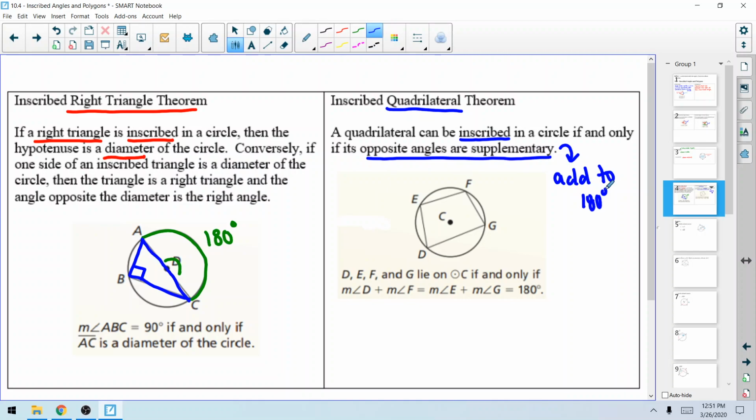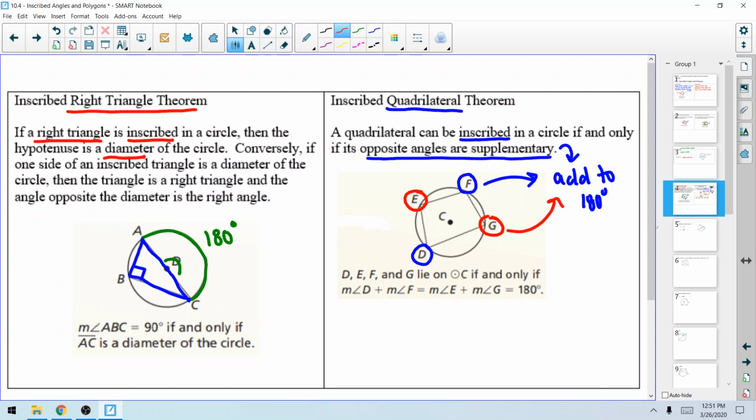So, take a look at your picture. You've got a quadrilateral EFGD inscribed in the circle. So, opposite angles. You've got angle D, you've got angle F. We know that they're going to add up to 180 degrees. Likewise, you've got angle E, you've got angle G. We know that they're going to add to 180 degrees.